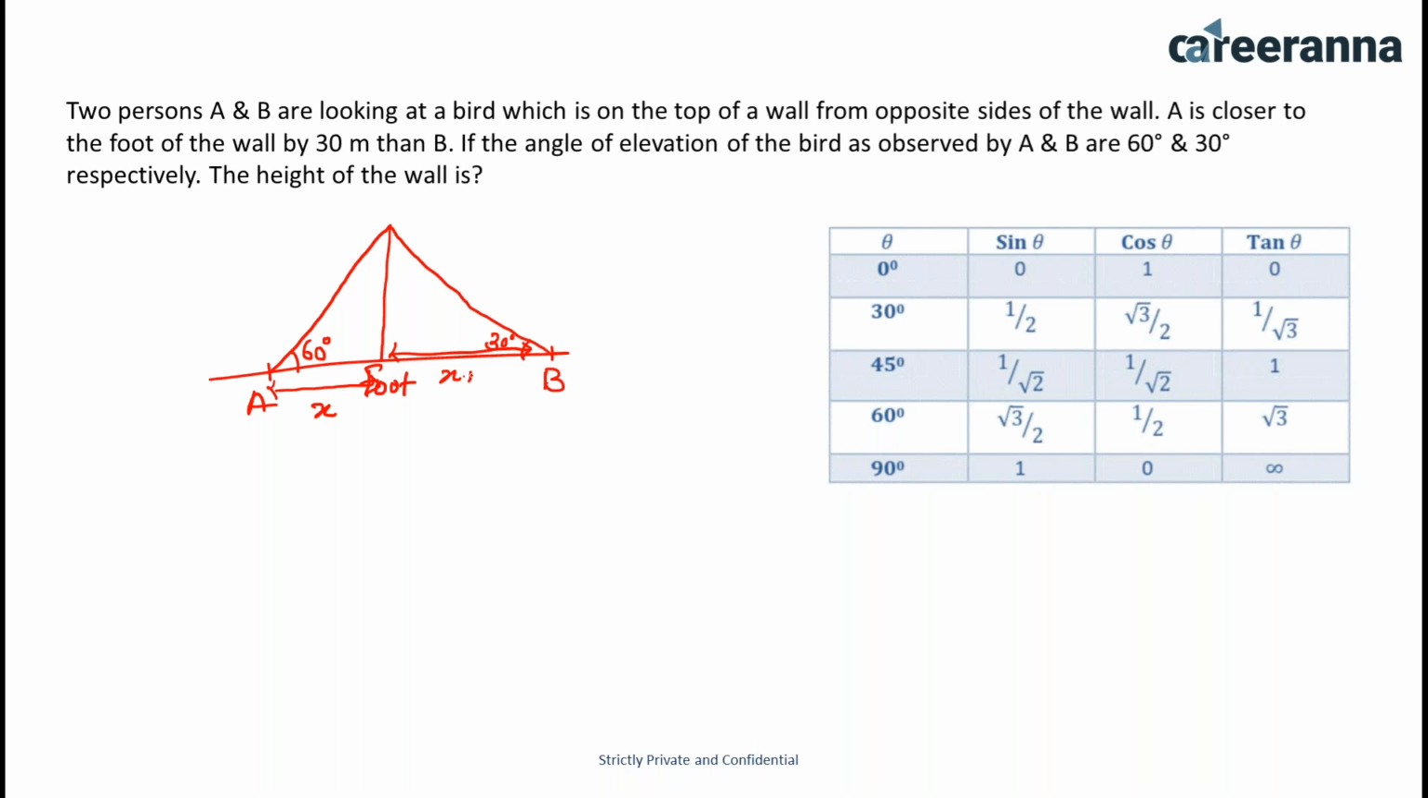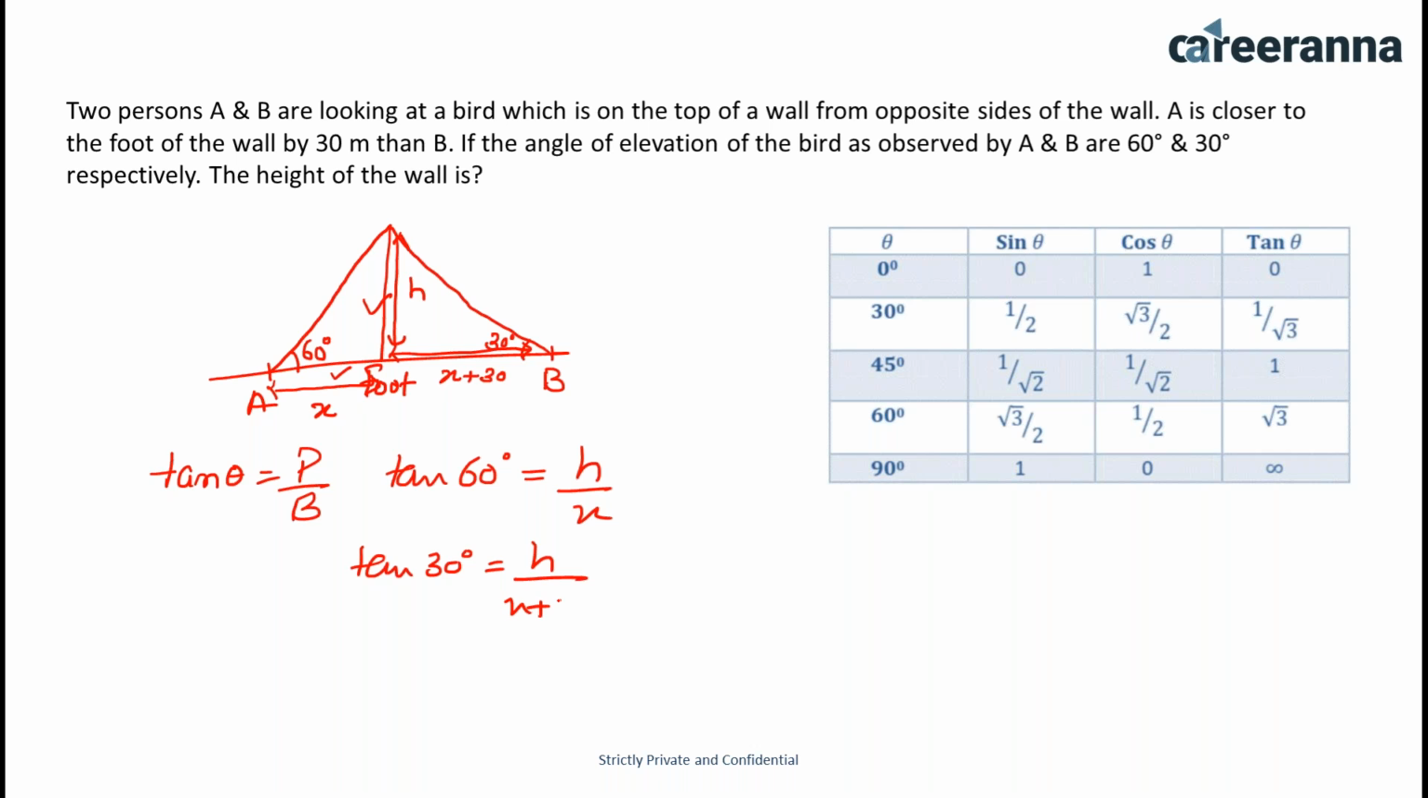So you can say this is x plus 30. Okay, and you can take the height of the wall as h, and then you can easily solve this. You just have to apply: if you have two things, perpendicular and base, then you already know that tan theta is perpendicular upon base. So you can calculate two values: by tan 60, that is h upon x, and the other value, using tan 30, is equal to h upon x plus 30.